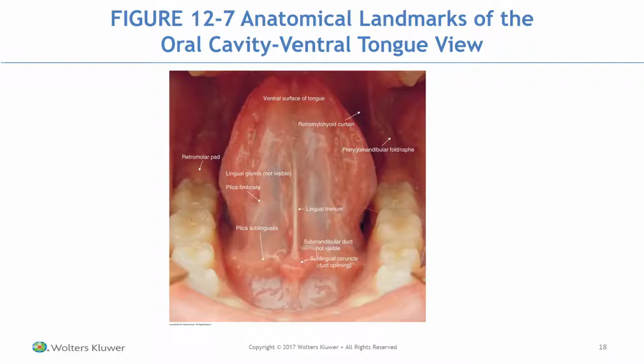All right, here you can see the landmarks of the oral cavity and the ventral surface of the tongue. And you are expected to know all of these different names for the different features.